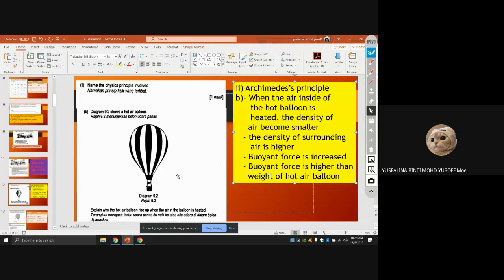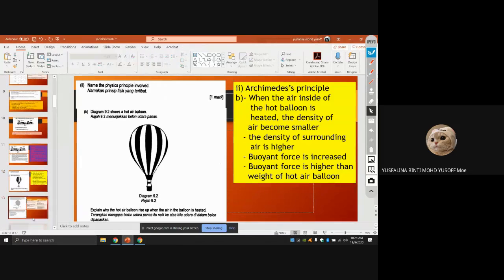So the buoyant force around the hot air balloon is higher. The buoyant force will be increased, using the formula rho v g. Then the buoyant force is higher than the weight of the hot air balloon, and it will push the hot air balloon going upward, since the buoyant force is greater than the weight. So this is the answer for question B. Make sure you answer in point form. Each point will be 1 mark.